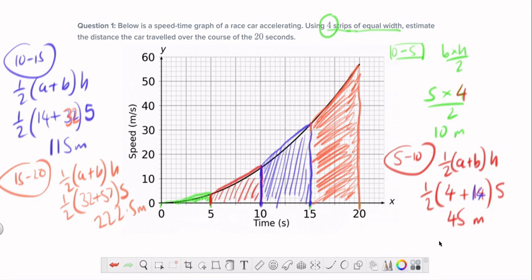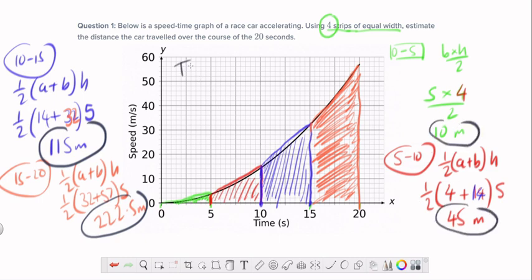Now, to work out the total area under the graph, and remember it's just an estimate, we need to add these numbers together to get the total area. I'll just do it over here. Total is 10, 45, 115 and 222.5. I get 392.5. Right, yours might be slightly different depending on how you read the graph, but your answer should be around about 390, 392.